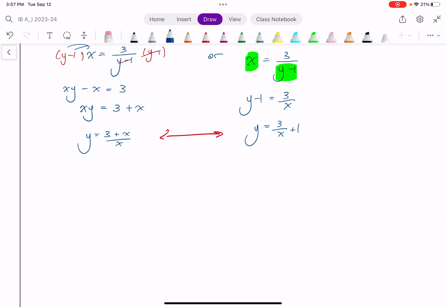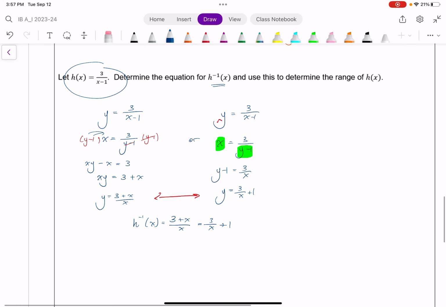And so I'll just write down the inverse of h is either 3 plus x over x or 3 over x, all plus 1. Same thing. So now, there's my inverse, solved two different ways. I want to now use this to determine the range of h of x, not the inverse.